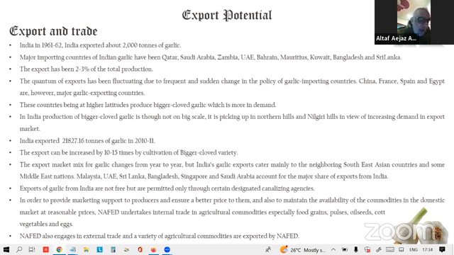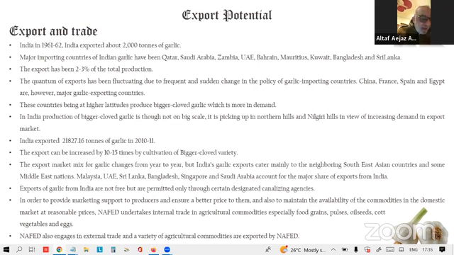These countries, being at the higher latitudes, produce bigger clove garlic, which is more in demand. I already told you that we don't have the good varieties, but they normally have to be propagated under our ideal conditions. The environmental conditions are well suited for garlic production, and henceforth the older varieties which are normally under cultivation should now be replaced by high yielding varieties, which must also be bigger in size because they are in liking across the world.